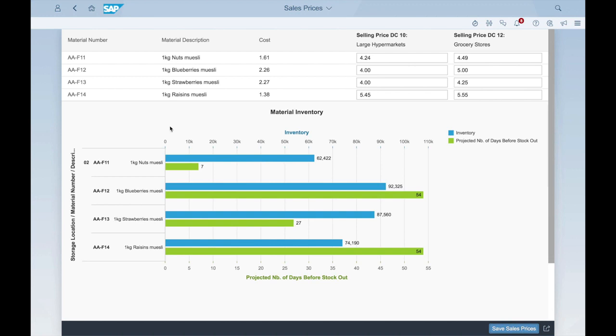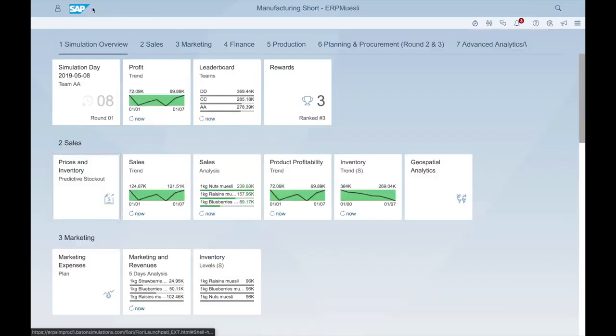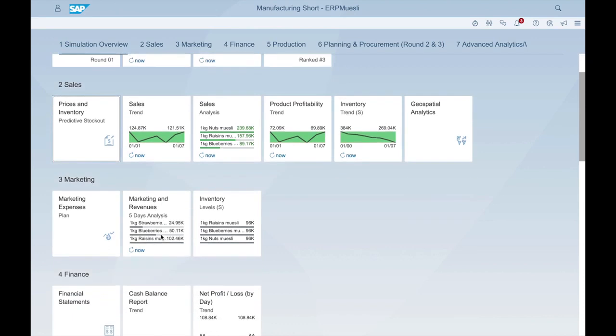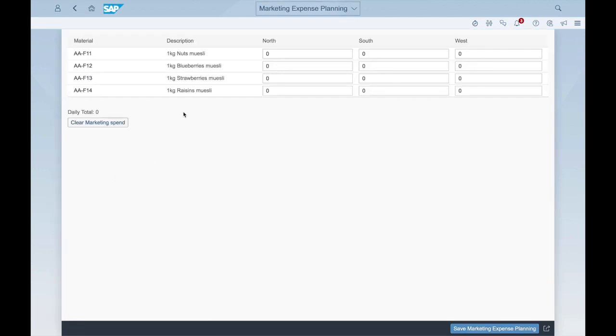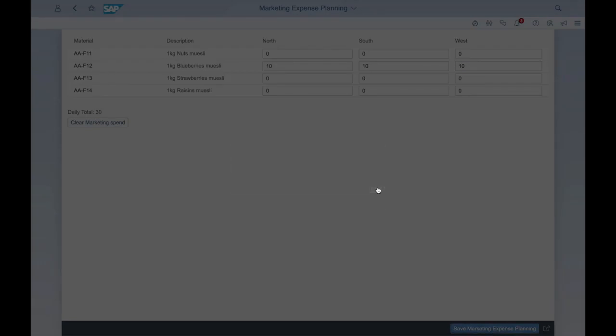Let's take a moment to think about what the collaboration in the S4Sim looks like. While I'm in the process of lowering our prices to increase sales, we could help move our blueberry cereal by asking our marketing colleague to invest in a marketing campaign for our blueberry muesli. Since there are many different variations to a marketing campaign, they would have to use their best judgment and the marketing analytics to make wise decisions.